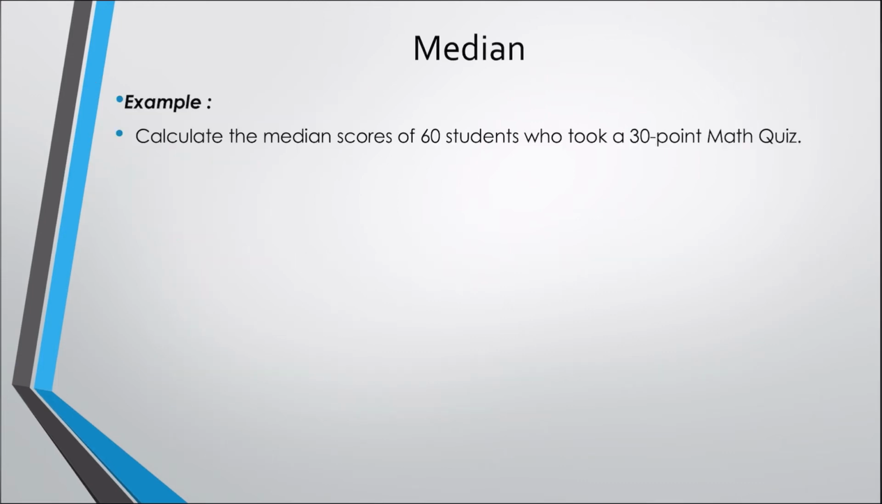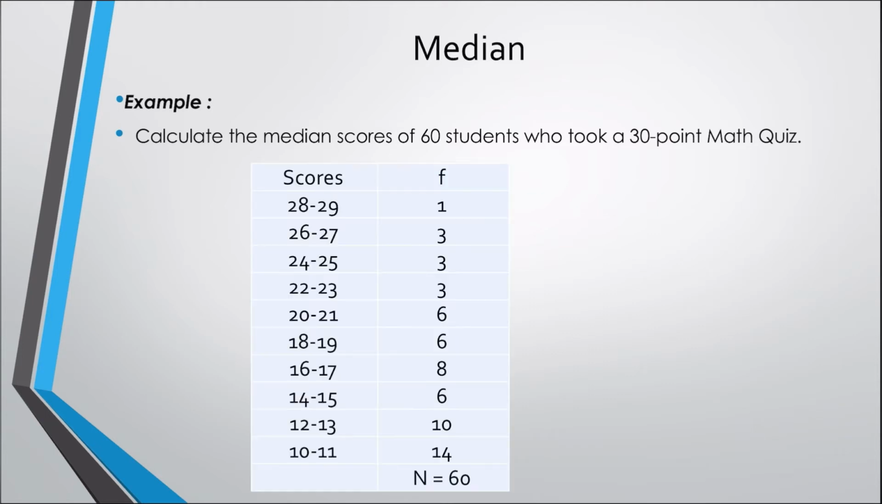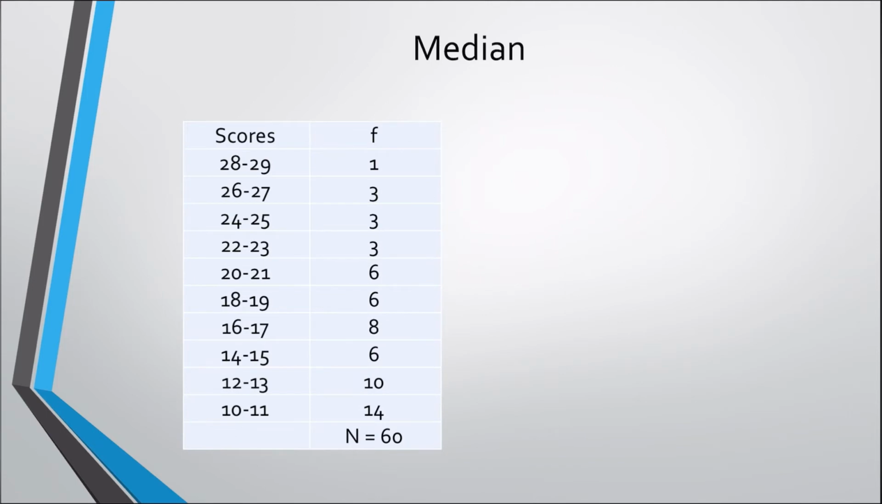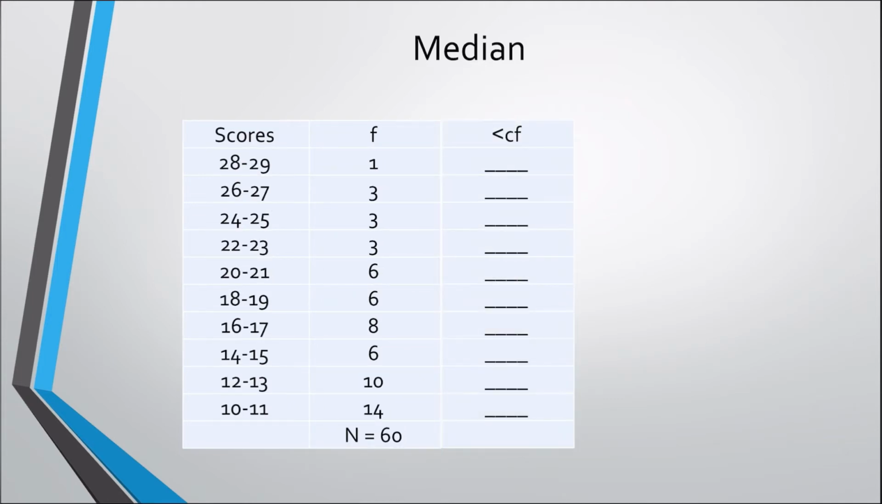So, for example, calculate the median scores of 60 students who took a 30-point math quiz. So, ito yung ating scores and frequency. So, ito ay katulad din nung kanina ng frequency distribution. Dito yung scores at dito naman yung frequency. Nakalagay na yung ating sum or n which is 60. So, this time, magdadagdag tayo ng column. Ang tawag dito ay cumulative frequencies.